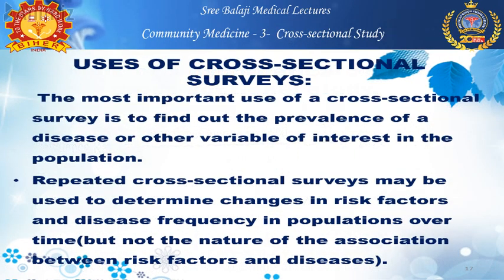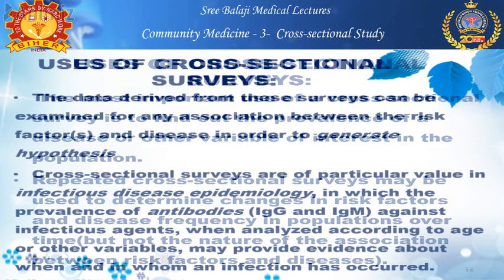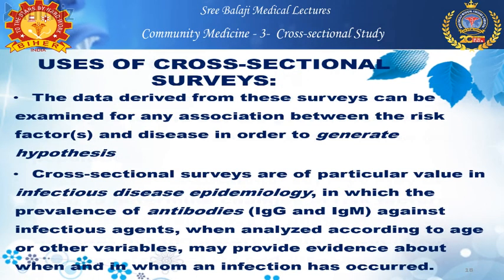So what are the uses of cross-sectional surveys? The most important use of a cross-sectional survey is to find out the prevalence of a disease or other variable of interest in the population. Repeated cross-sectional surveys may be used to determine changes in risk factors and disease frequency in populations over time. The data derived from these surveys can be used for finding out any association between risk factor and disease in order to generate hypotheses.